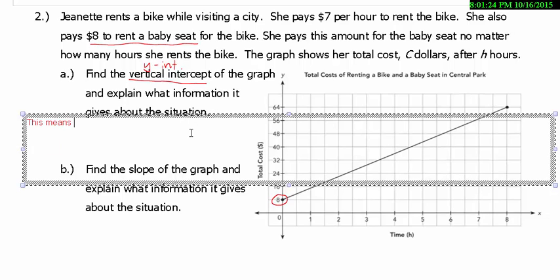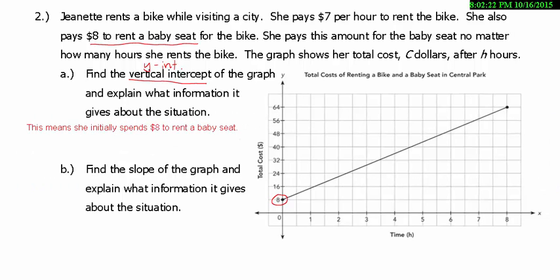this means she initially spends $8 to rent a baby seat. So she initially spends $8 to rent a baby seat.